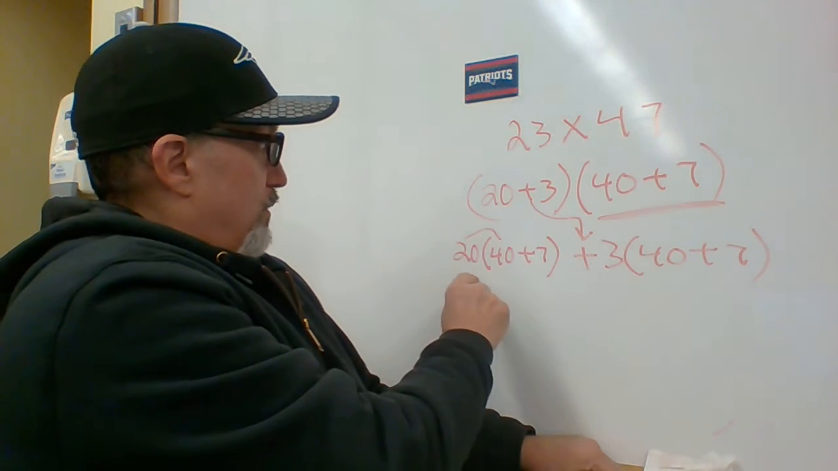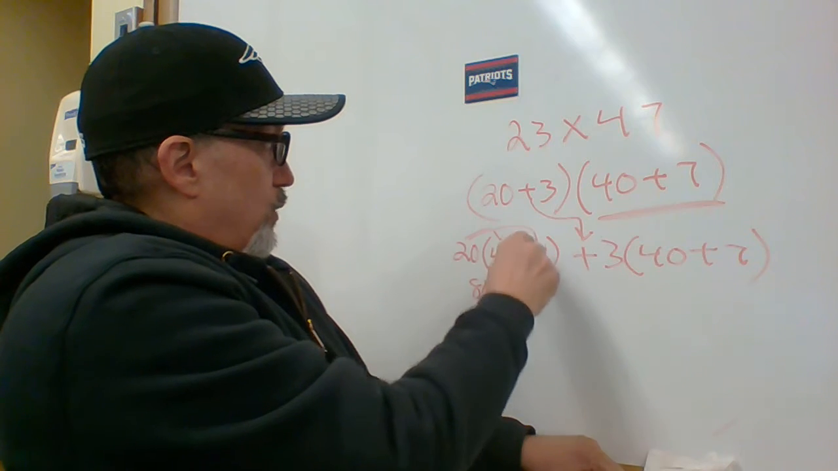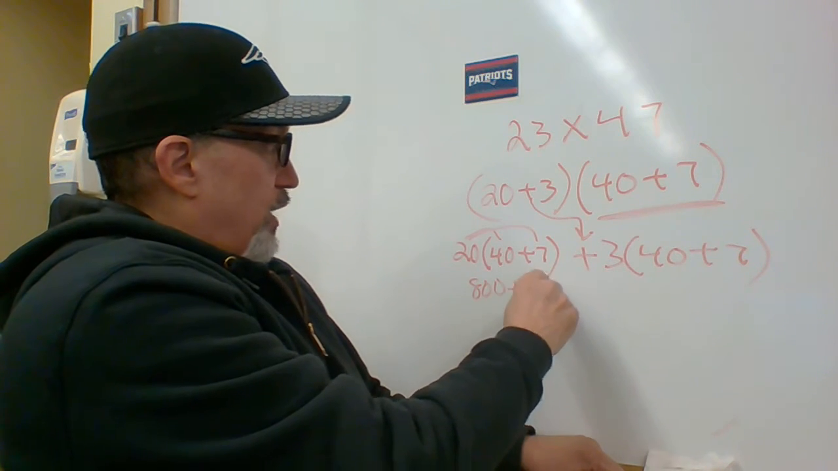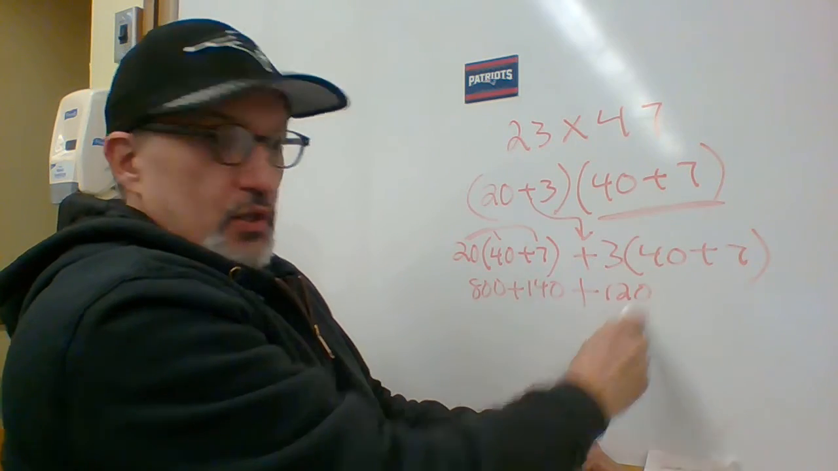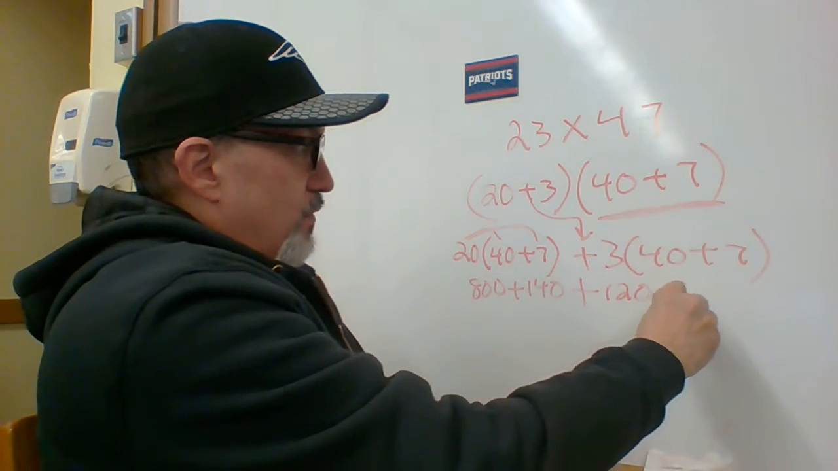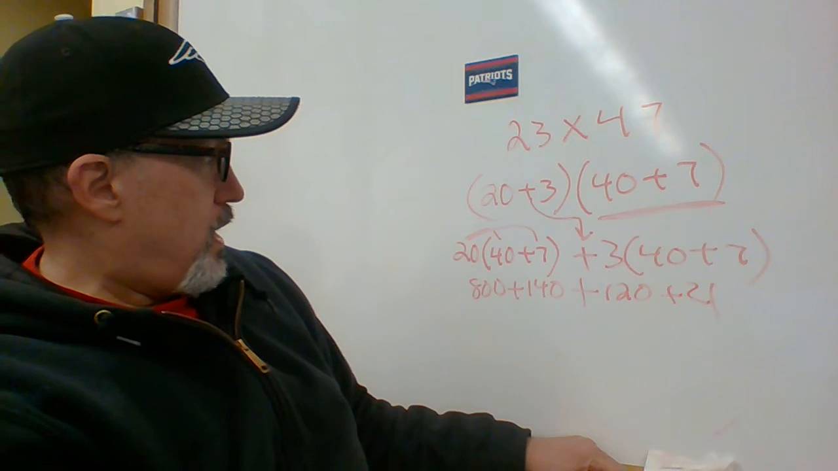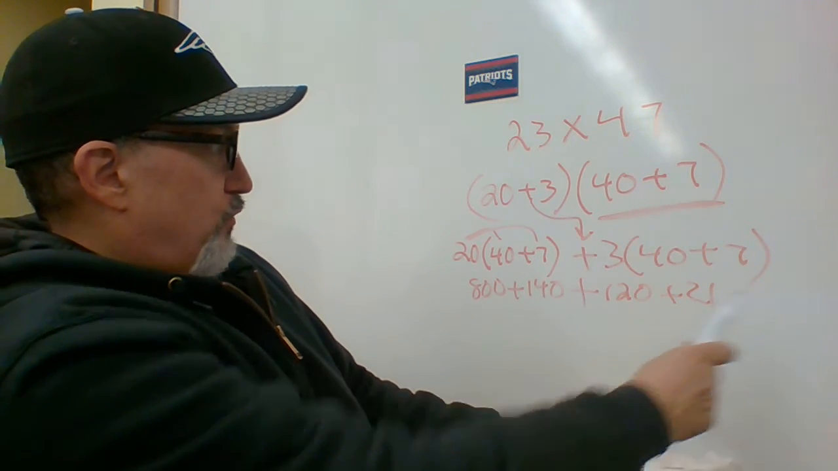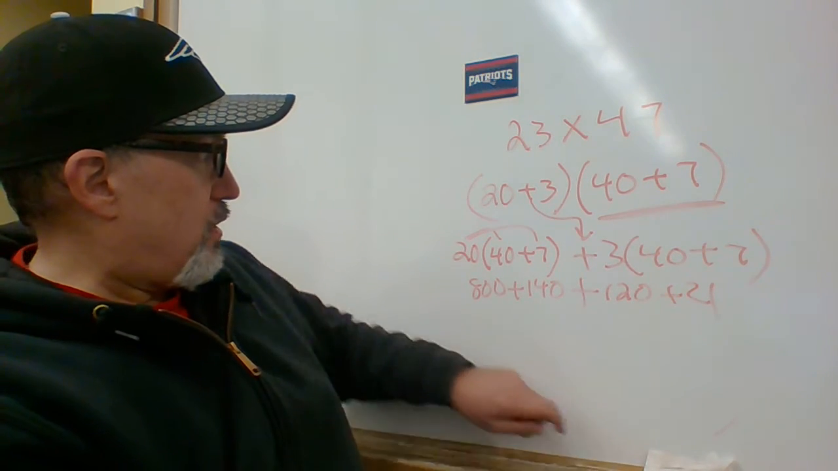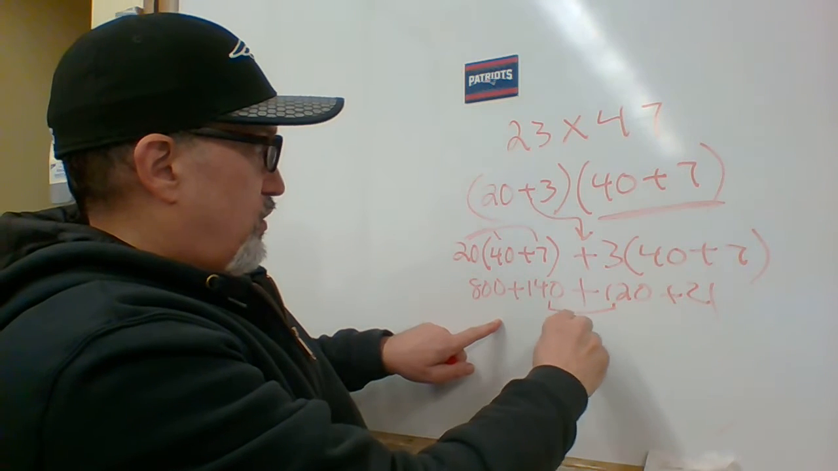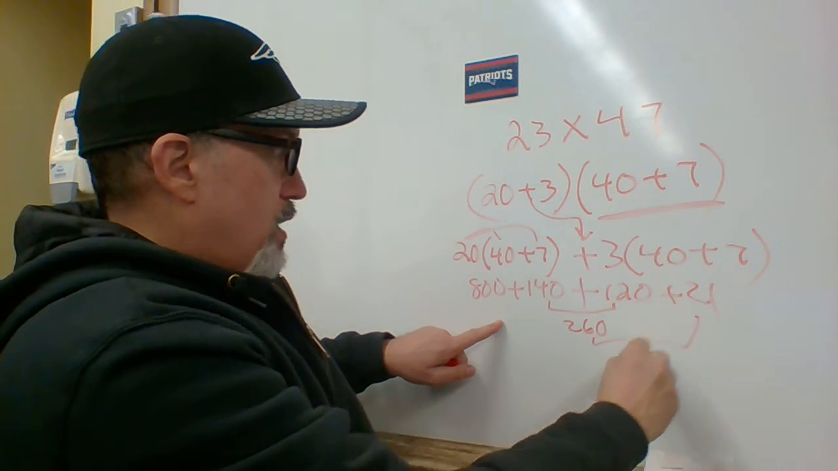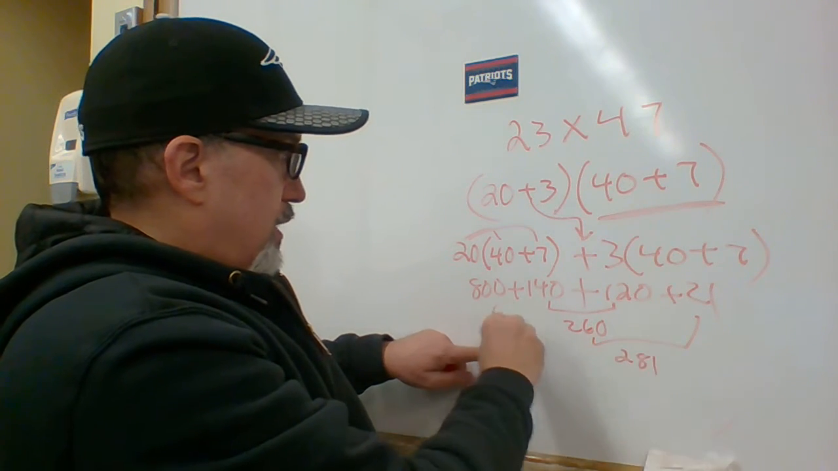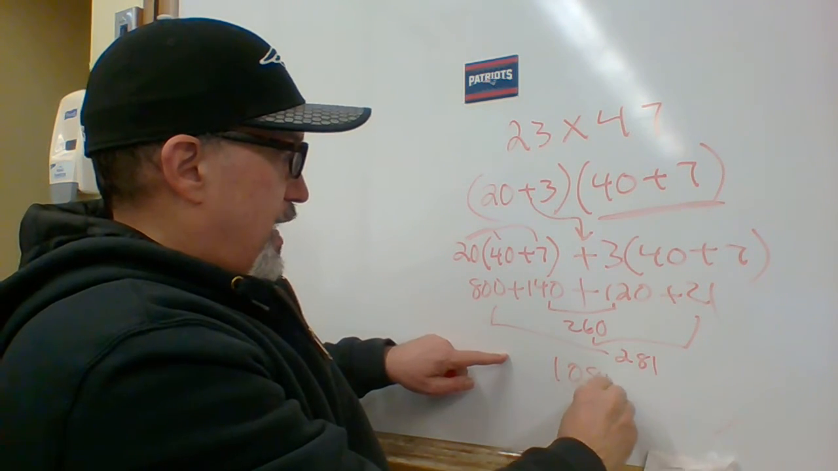We'll do 20 times 40 to get 800, 20 times 7 to get 140, added to 3 times 40, which is 120, 3 times 7, which is 21. And when we add those 4 products together, let's see, this is 260, 21 makes 281. Added to the 800, we get 1,081.